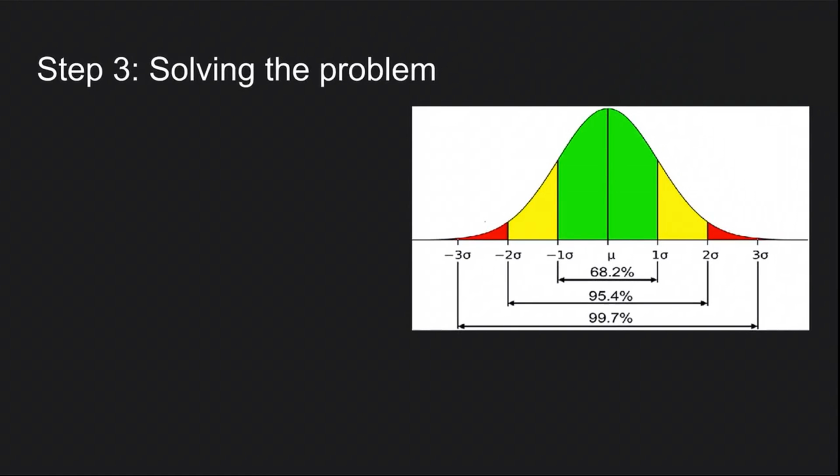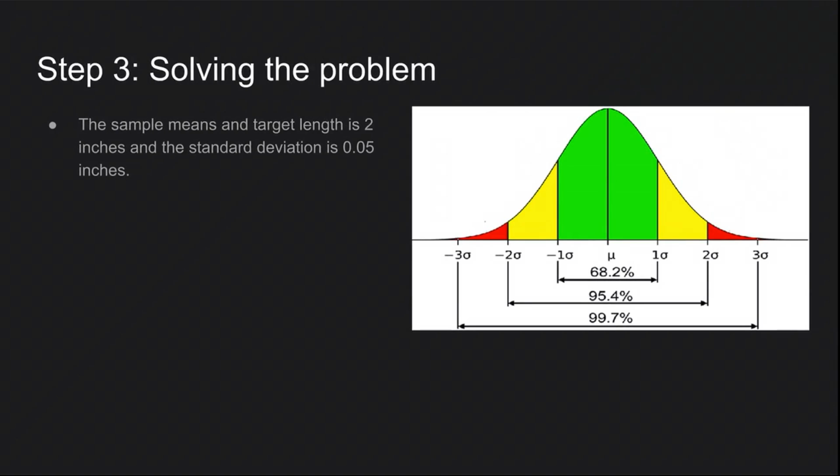Then step 3, you solve the problem. This picture here is basically a normal distribution graph, and it shows the relationship between average and standard deviations and the percentage of data about the mean that each standard deviation contains. One standard deviation away from the mean contains 68.2% of the data, two standard deviations is 95.4%, and three standard deviations about the mean is 99.7% of the data.